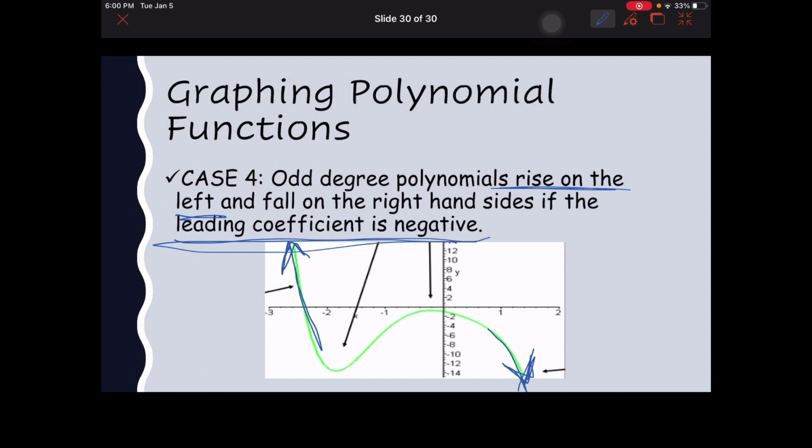Diba? Napakadaling tandaan. Tapos na tayo dun sa tatlong aspeto ng ating polynomial functions. This is just the first 3. The next 3 will be discussed next week. Alright. So, yan lamang po ang ating lesson for the day.